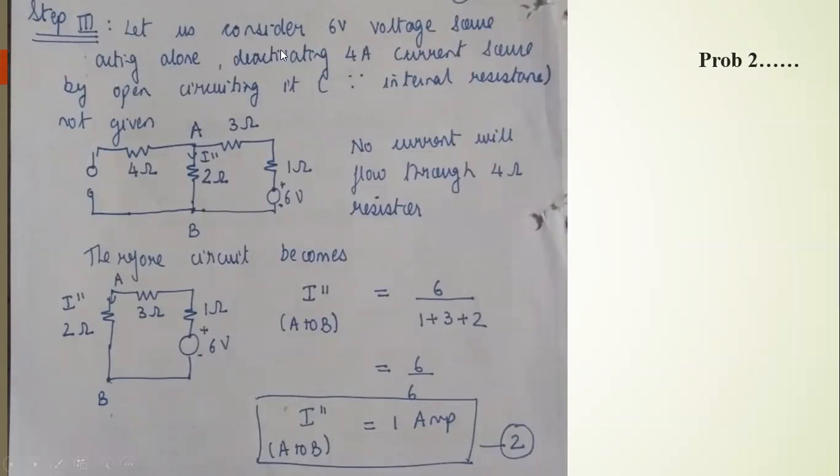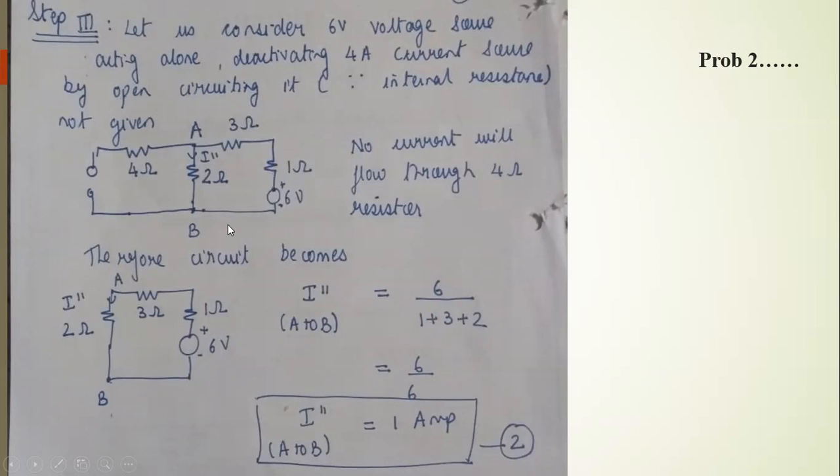Now in this step, we have considered the 6 volts voltage source acting alone and the 4 ampere current source is deactivated. Deactivated means, since internal resistance is not specified, we will consider it as an ideal current source. Hence we will be open circuiting it and drawing the rest of the circuit as it is. But remember that since the internal resistance of the 6 volts source is given as 1 ohm, we'll also consider it in the circuit and draw it in series with the 6-volt voltage source.